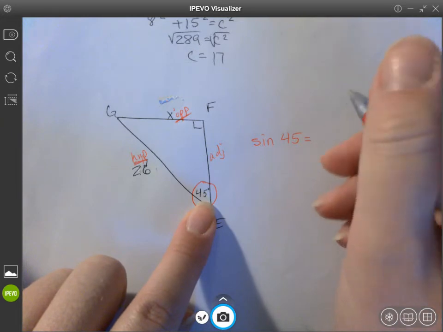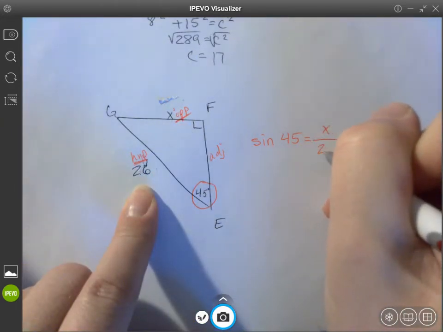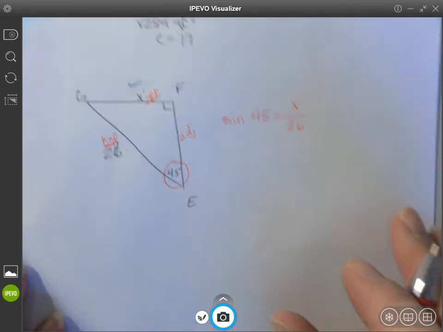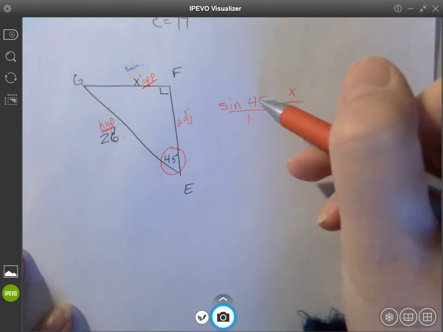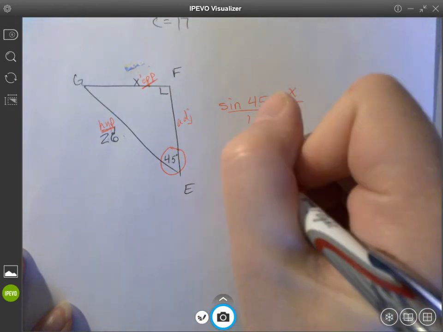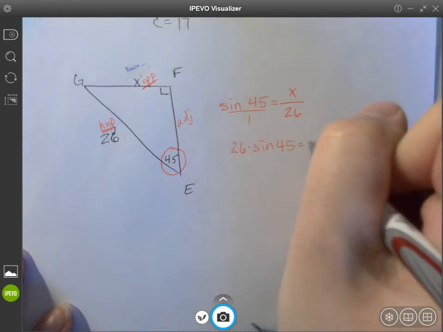So sine of 45 equals the opposite over the hypotenuse. Now, here's where I'm going to look at this because I'm missing a side. I'm going to cross multiply. So I'm going to have 26 times the sine of 45 is equal to x.